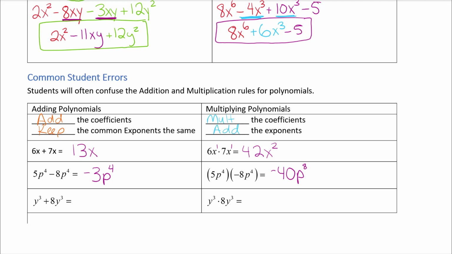The next one, y cubed plus 8y cubed. They are like terms, so we are allowed to add them. Don't forget that there's an invisible coefficient of 1 in front. That's what the multiplicative identity says. So I have 1y cubed plus 8 more y cubes. That gives me a total of 9 y cubes. On the other side, I have y cubed times 8y cubed. You can put the 1 there as well. But we're going to multiply the 1 times 8. 1 times 8 is 8. Y cubed times y cubed is y to the 6.